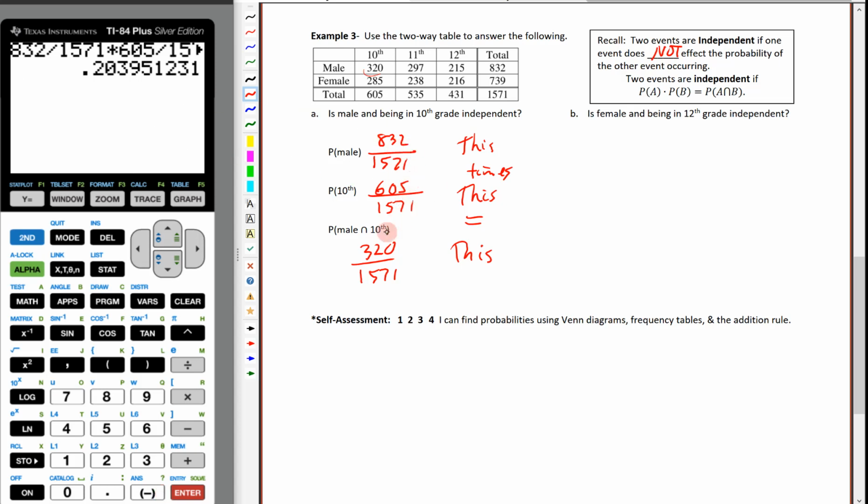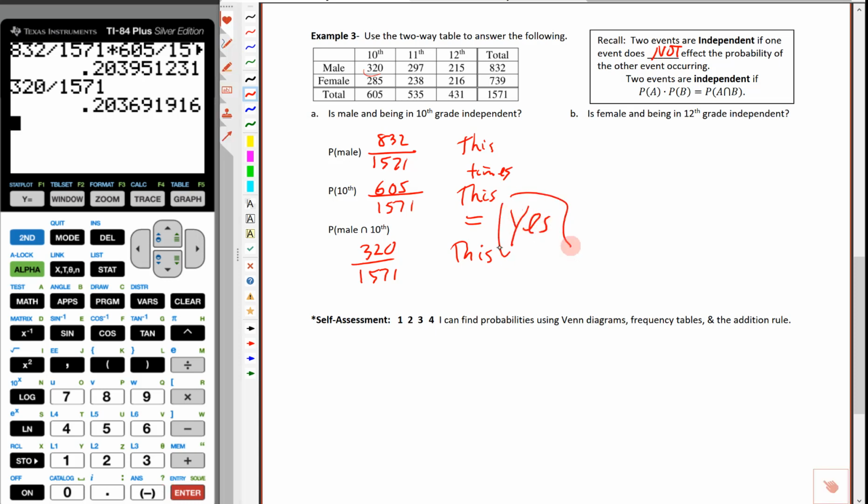I think I multiplied the two of those together successfully. Their intersection is 320 divided by 1571, and I get exactly the same thing. No. So the answer here is, yes, those are independent. Well, it's not exactly this, it's slightly different. Yeah, they're slightly different.